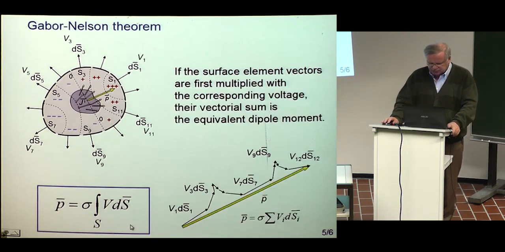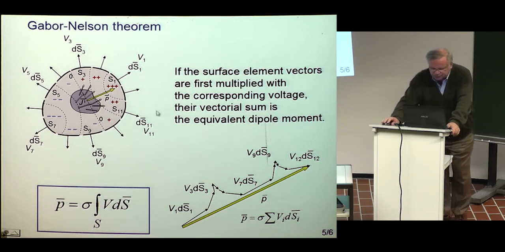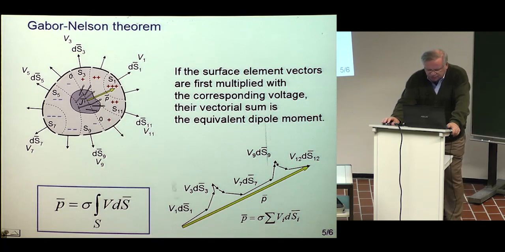In the Gabor-Nelson process, we multiply each surface element with the corresponding potential of the voltage measured here, which changes the situation very differently. You find that ds1 is multiplied with a high value of voltage, or the peak voltage here. ds2 is multiplied with a smaller voltage, and ds3 with a still smaller voltage.